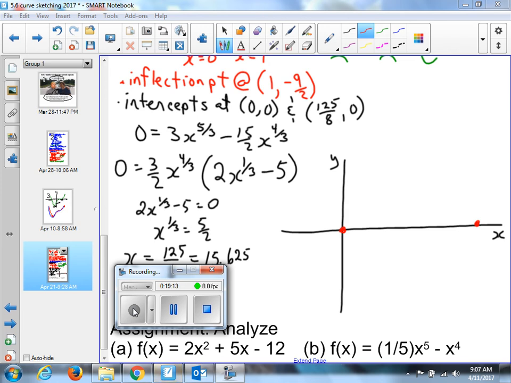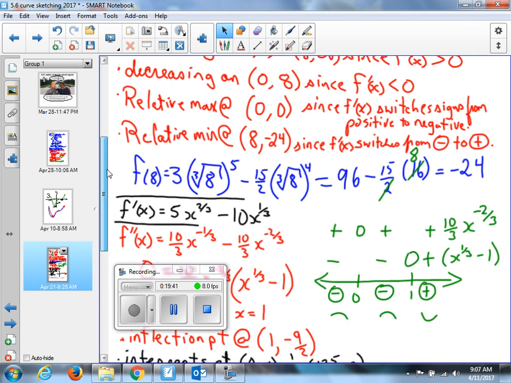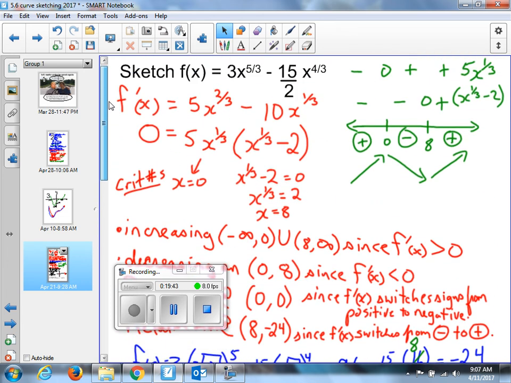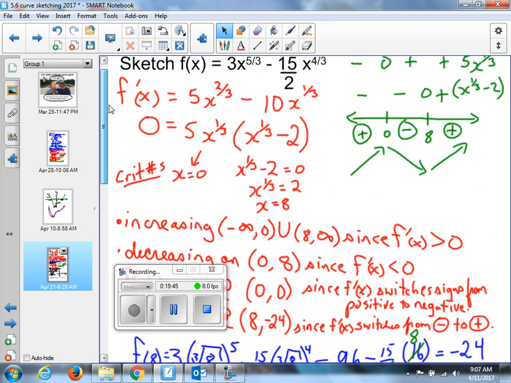So 125 over 8. If you like to, you can just put a 15 here. Just know where it is here. 15, a little higher. Now, I don't need to mark a bunch of things. We're not drawing it to scale. But my 2 and 4 is where the action is, right? And 1, wasn't it? I scale up. Yeah. Critical numbers, 0 and 8. Oh, 8 was the action too.